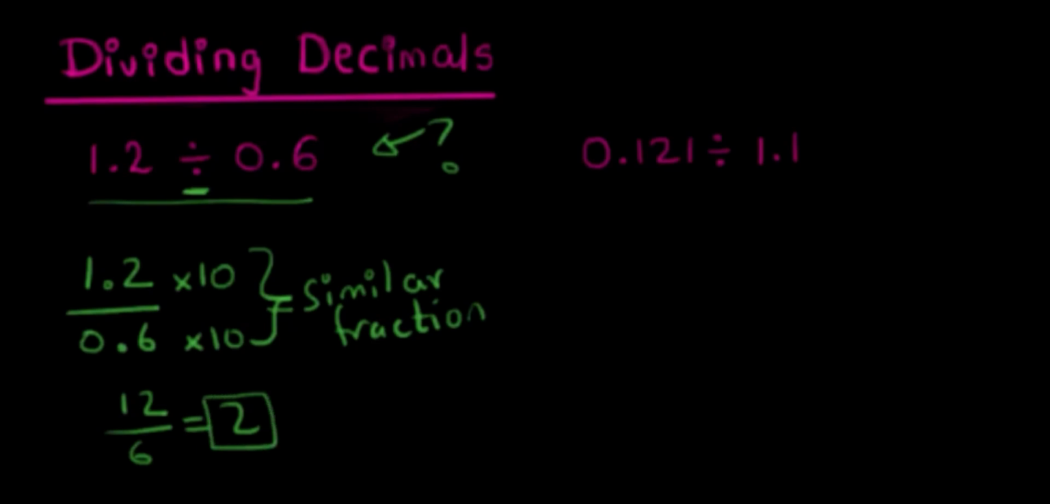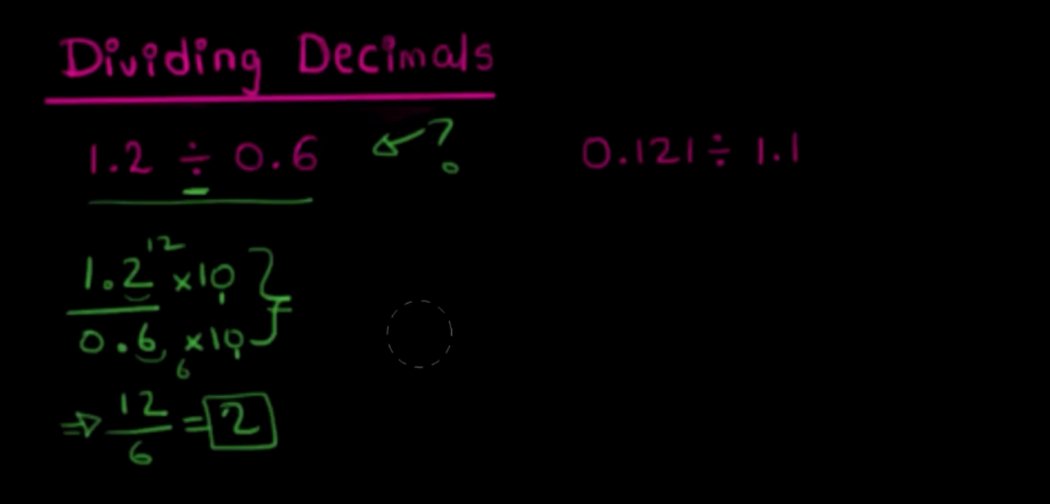So when I'm multiplying by a 10, I move 1 decimal place forward. That gives me a 12. When I'm multiplying by a 10, 1 decimal place forward, that's a 6. So 12 divided by 6 gives me a 2. As easy as that. That's one way of going by it. Let's take a look at one more way of doing this.